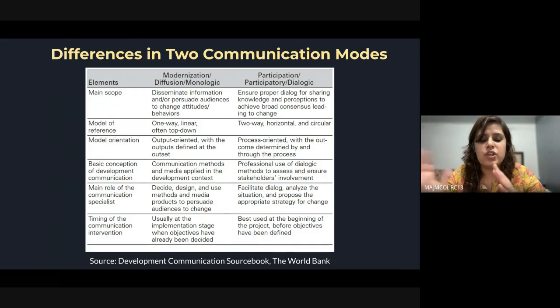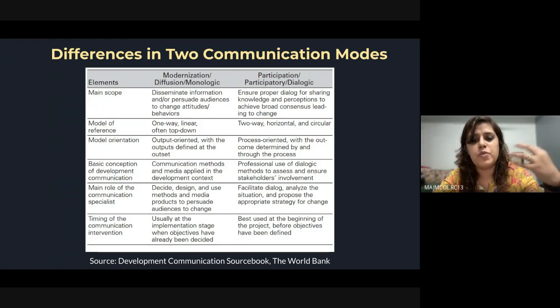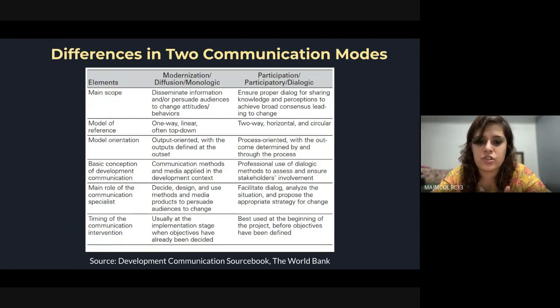Monologic is just output oriented, wherein the output of what comes from the top-down approach is taken into consideration. In the dialogic, the process is taken into consideration: how the policies are being designed, how they are being implemented, and what kind of monitoring and evaluation is being taken into consideration in the dialogic mode.